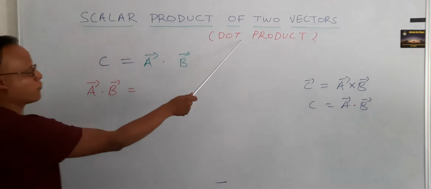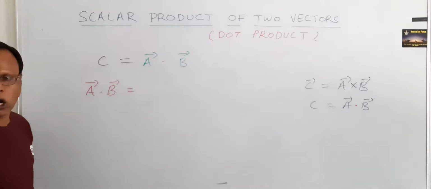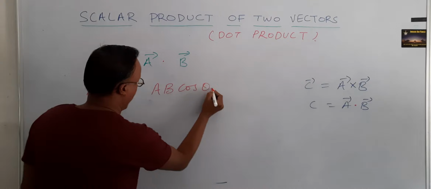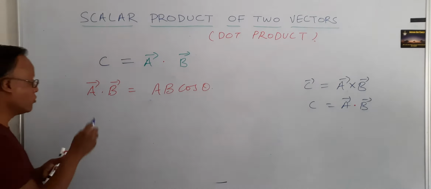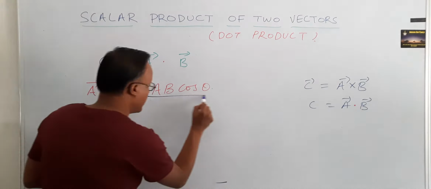This is also called dot. Why is it called that? Because we use a dot sign to distinguish it. It is called dot product. So A dot B mathematically is equal to AB cos of theta. What did I say? A dot B is equal to AB cos theta.